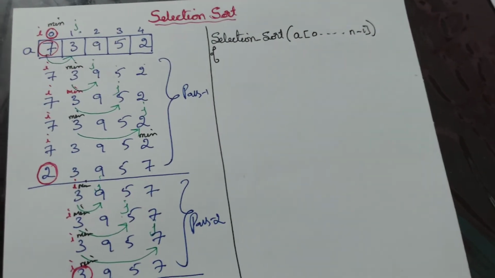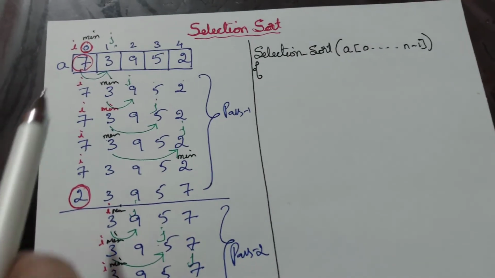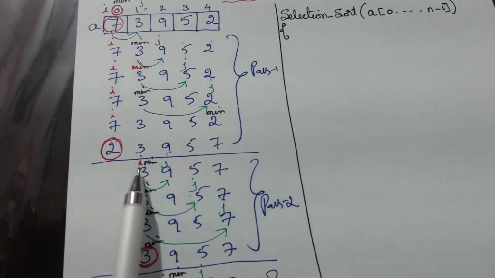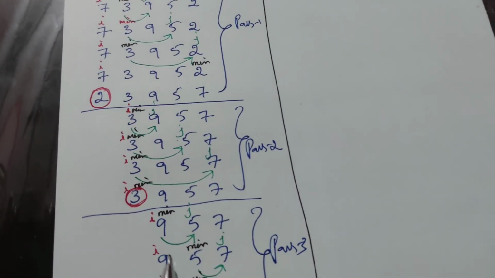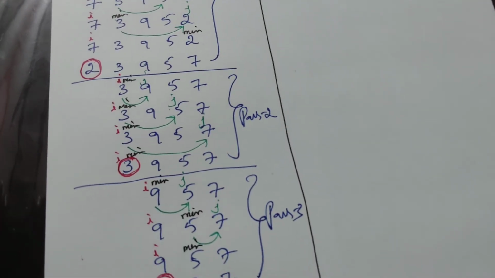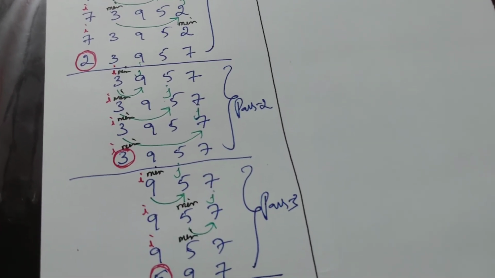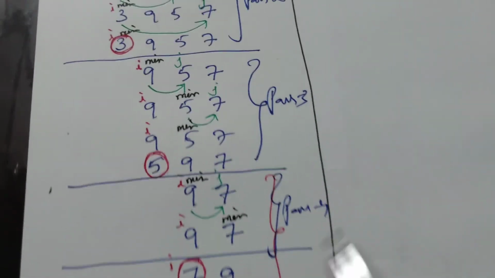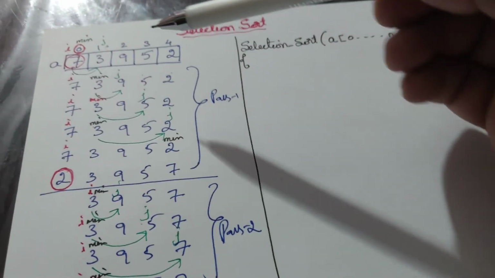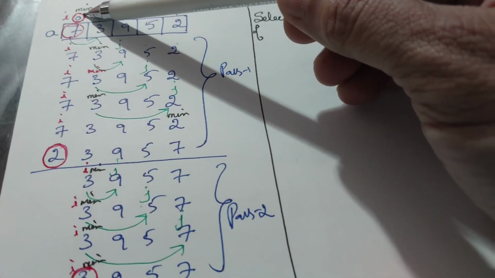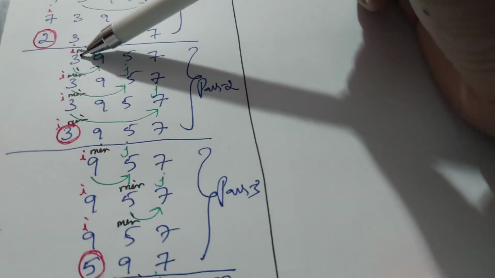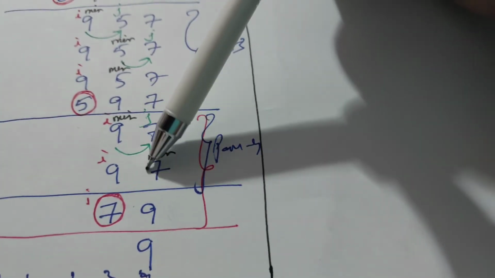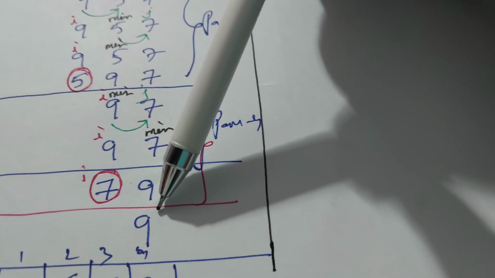From where are we repeating? If we observe, we started selecting I is equal to 0. Then we selected I is equal to 1, then I is equal to 2, and then I is equal to 3. But we did not select the last one. I will show you once again. We started with I is equal to 0, then I is equal to 1, then I is equal to 2, then this position I is equal to 3. But we have not selected the last one, because only one element remains. So we stopped.